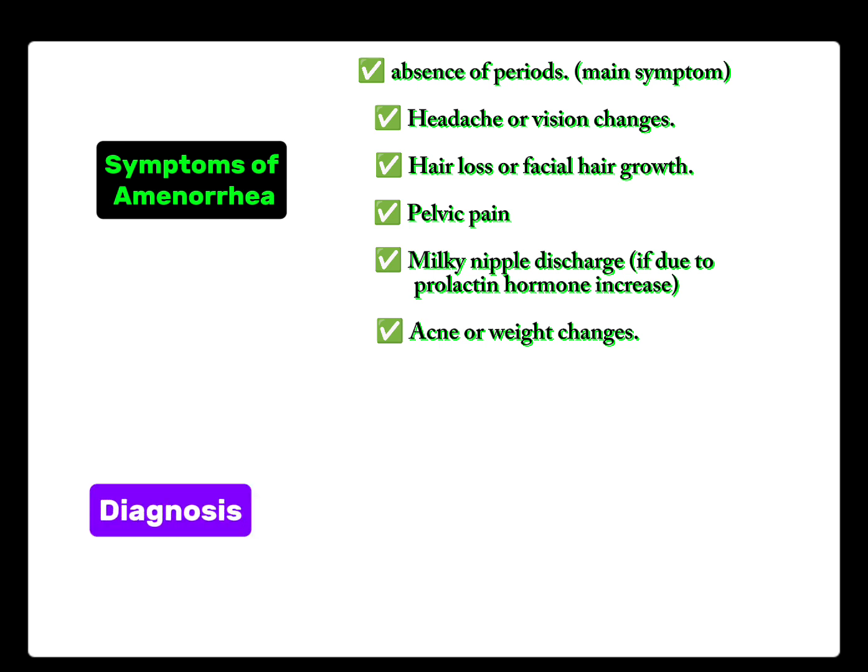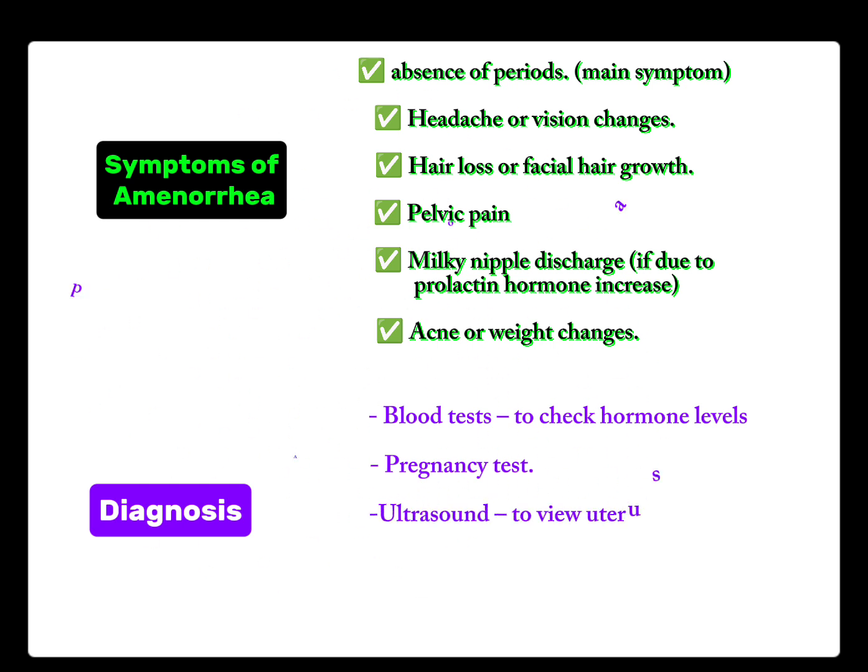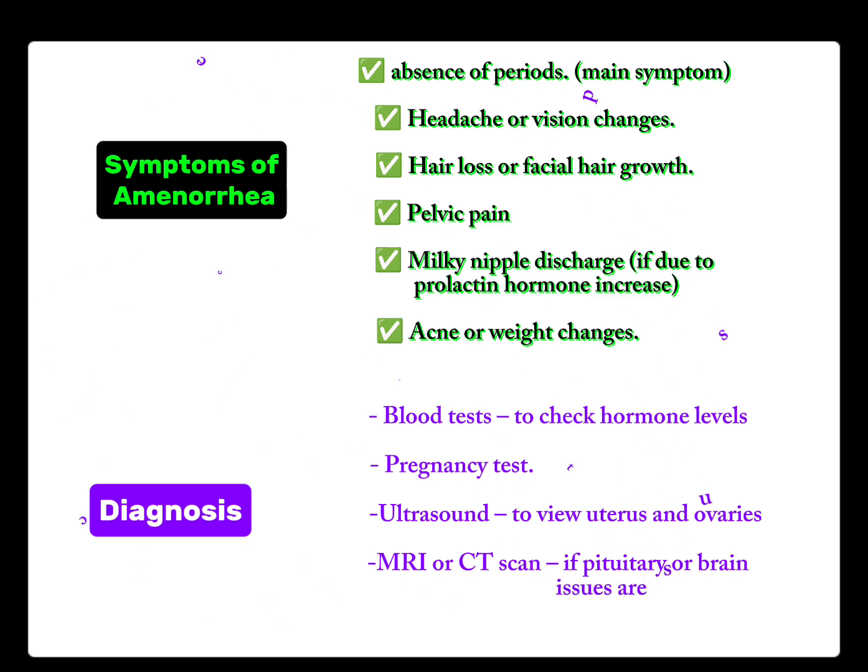Diagnosis. To diagnose the cause of amenorrhea, doctors may perform blood tests to check hormone levels, a pregnancy test, an ultrasound to view the uterus and ovaries, and an MRI or CT scan if pituitary or brain issues are suspected.